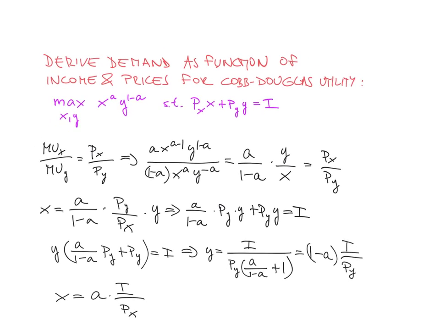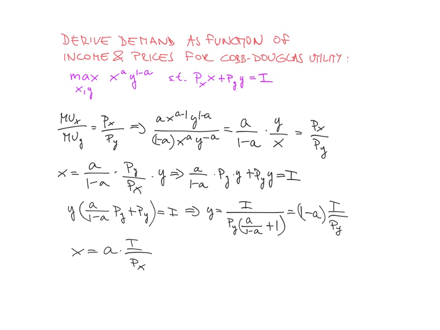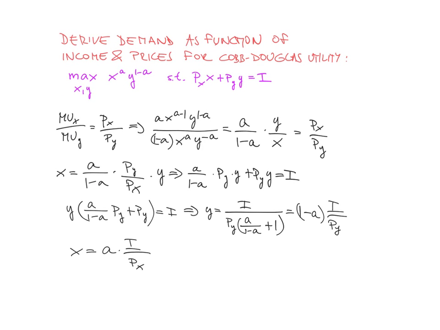And that's right here. So here you can just take out the y. This is fairly simple algebra, really. The only thing that makes it complicated is that instead of using numbers, we are using these variables or parameters. But other than that, it's just a linear equation in y, and you solve for y, and you get y equals income divided by price of y times a over 1 minus a plus 1.